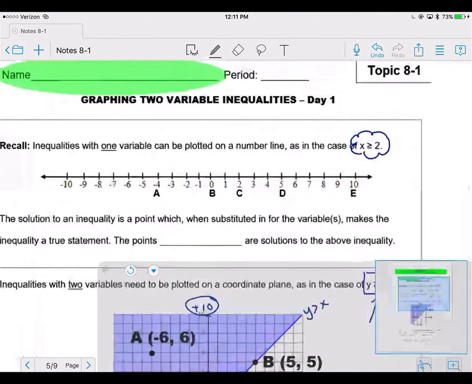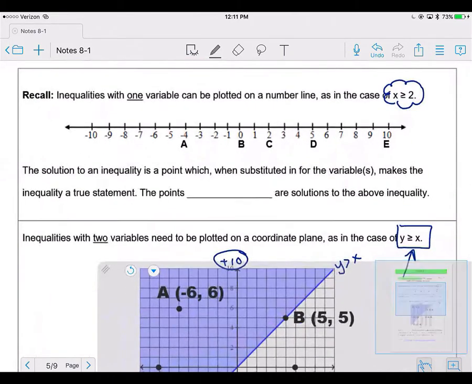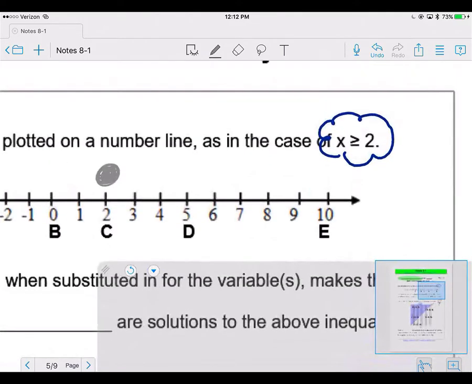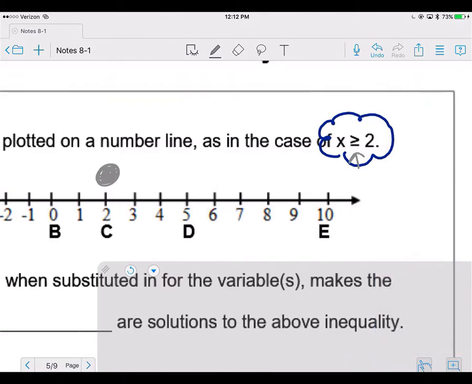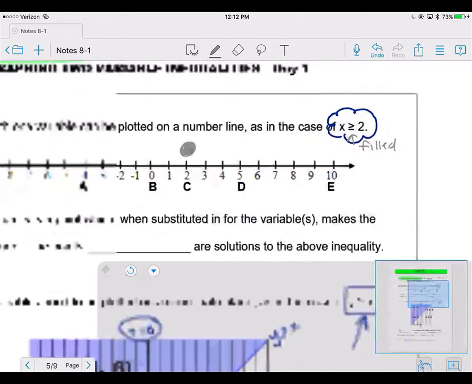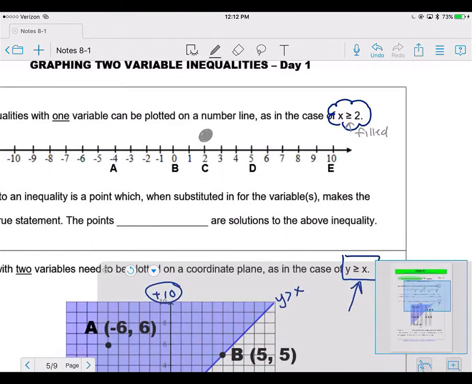So on our notes for today, we need to recall that inequalities with one variable, so one letter, can be plotted on a number line, such as in the case of x is greater than or equal to 2. So that is the solution that we just had. Because there is a line under my inequality, I'm doing a filled in bubble. Remember, if they took the time to write the line, you take the time to fill in the bubble.